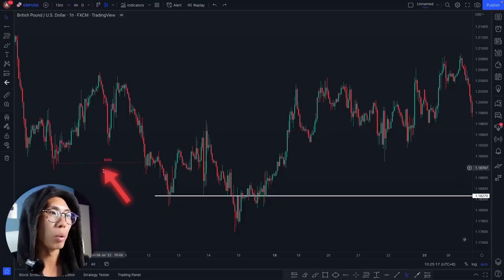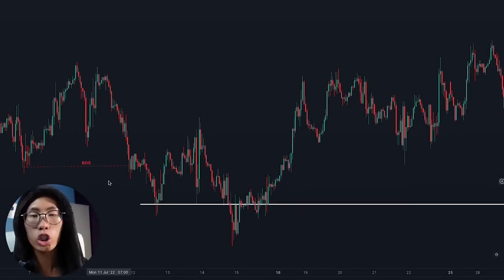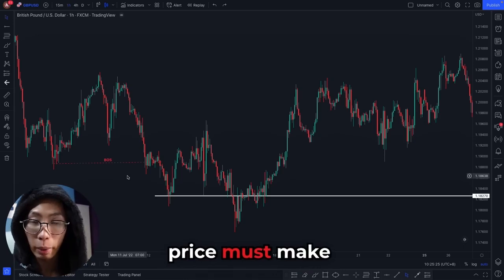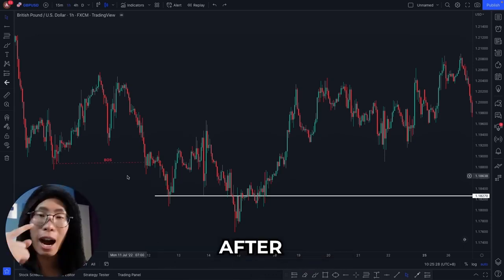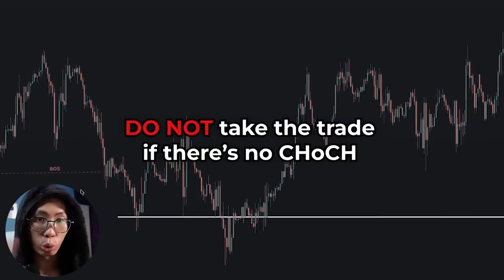Now you can even mark up your break of structure here, and the next thing you want to look for is a change of character. Price must make a change of character after the liquidity grab. Do not take that trade if there is no change of character. So it's very important that you look out for a change of character after the liquidity grab.